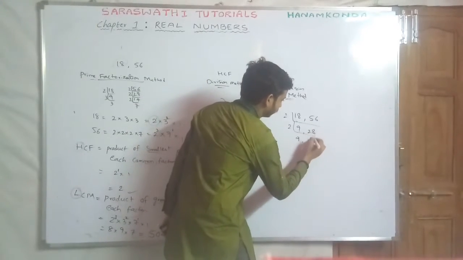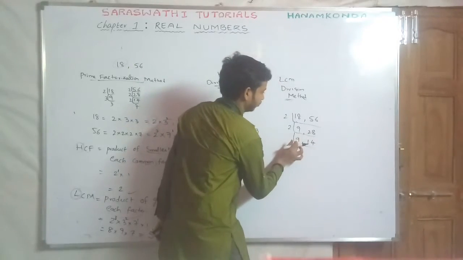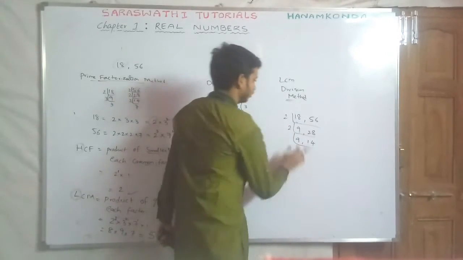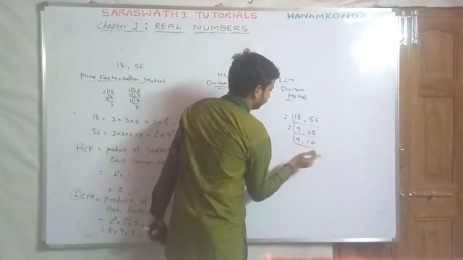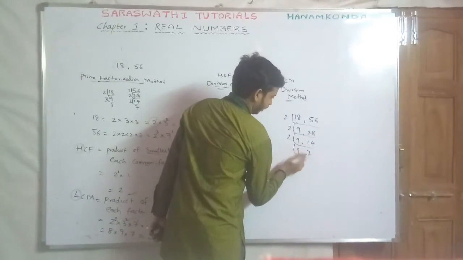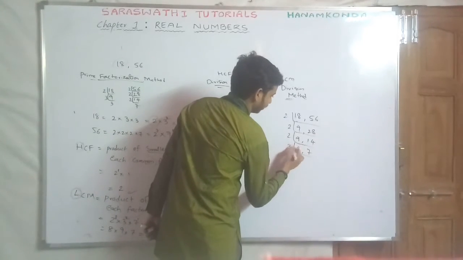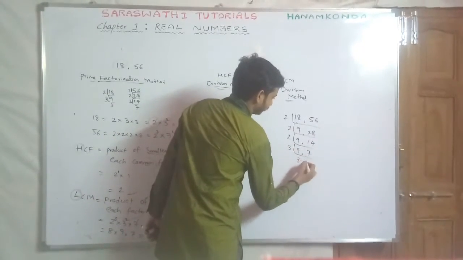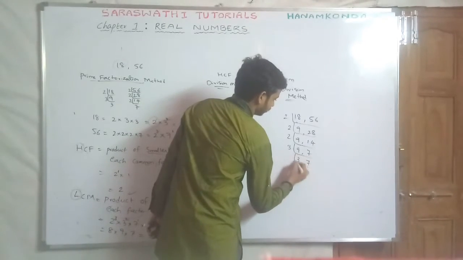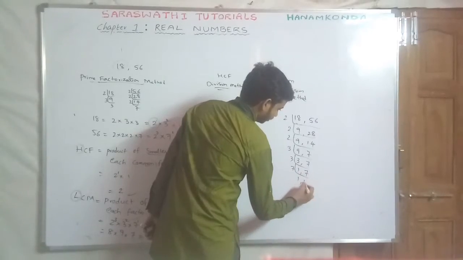So 2 ones are 2, 2 fours are 8. Again 14 is divisible by 2, but 9 is not divisible by 2. So we can divide only 14, and 9 will remain the same. 2 sevens are 14. Again 9 is divisible by 3, but 7 is not divisible, but let us first divide 9. So 3 threes are 9, and 7 will remain. 3 ones are 3 and 7. Next 7 ones are 7.